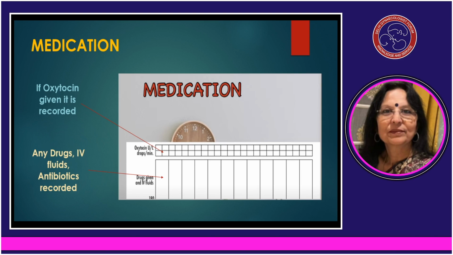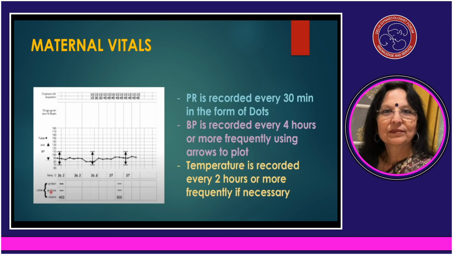And then the medication was, if oxytocin was given, it was recorded. Any other drugs, IV fluids, antibiotics were also recorded. Next. Then the maternal well-being was recorded every half an hour. The fetal heart rate was recorded. The BP was recorded in the form of arrows every 4 hours.